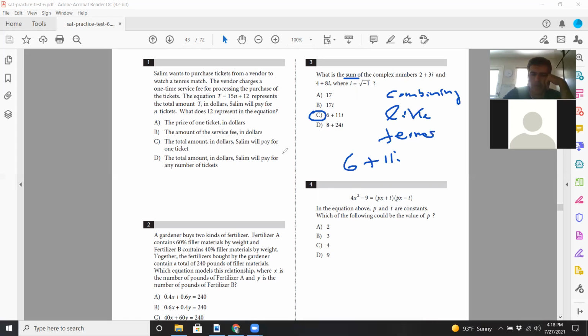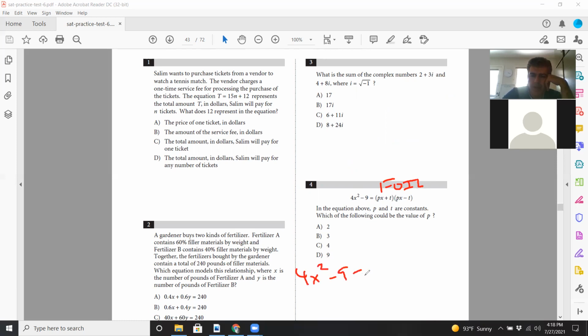Let's keep moving here. So 4. Now for 4, what I suggest that you do is consider foiling. So you want to foil the right side. So you have 4x squared minus 9 on the left side. And again, on the right side, you want to multiply px with px, px with negative t, t with px, and t with negative t. And actually, I'm covering it now. So here we go.